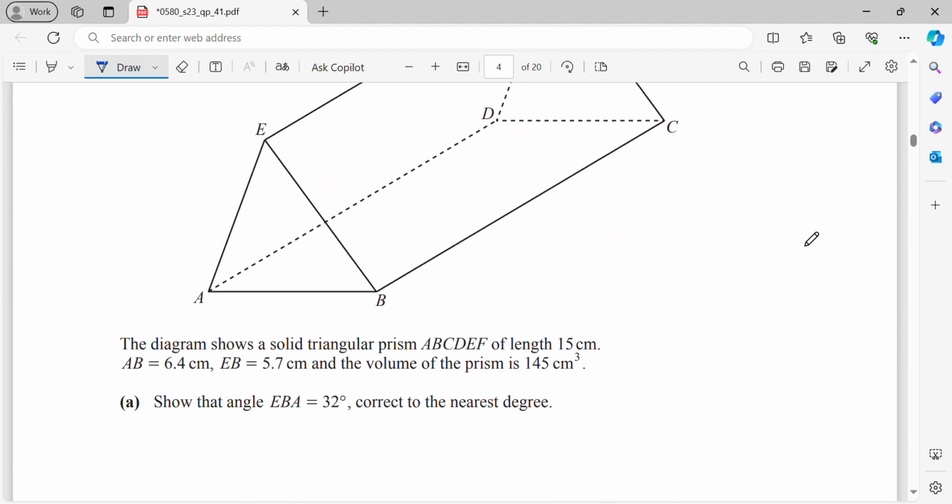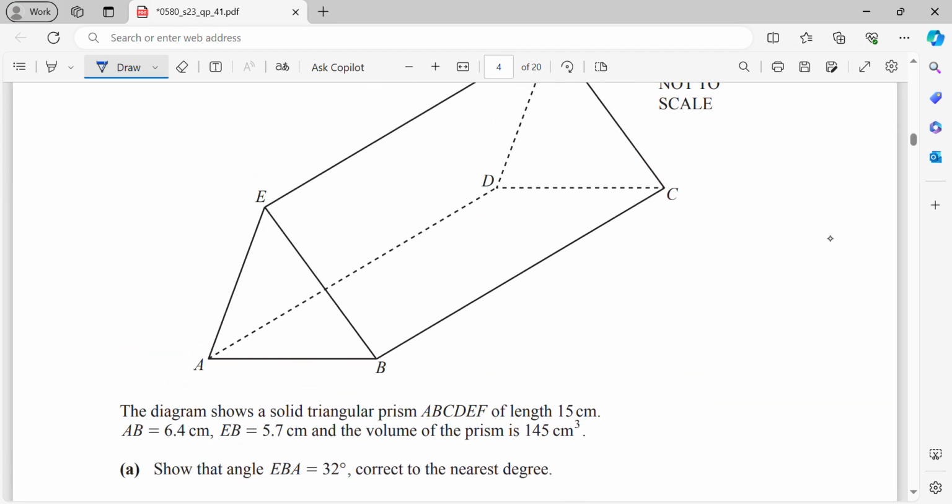Now for question number 2, given this diagram. The diagram shows a solid triangular prism ABCDEF of length 15. So length 15 means BC is 15, and AB is 6.4. EB is 5.7 centimeter, and the volume of the prism is 145 centimeter cube. A, show the angle of EBA. So EBA is here, is 32 degrees, correct to the nearest degree.